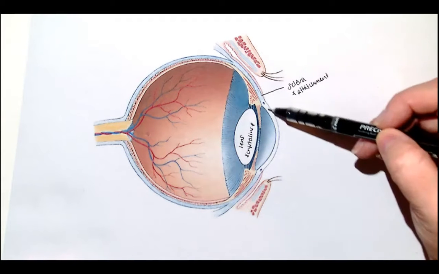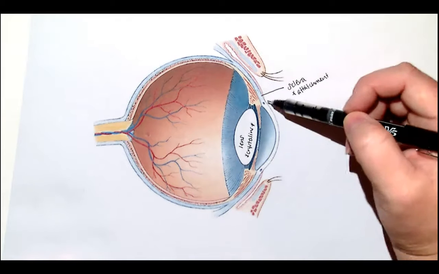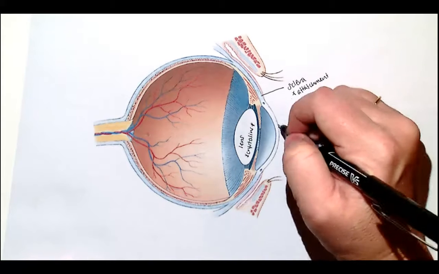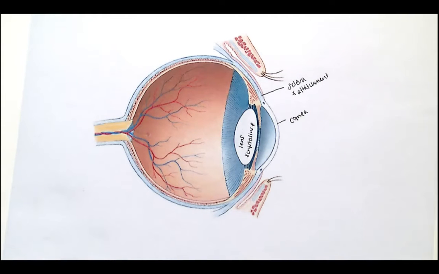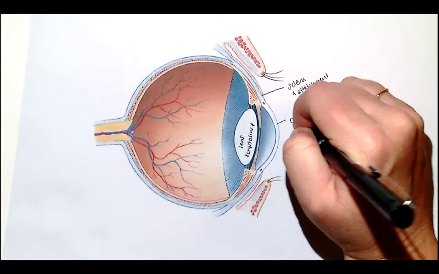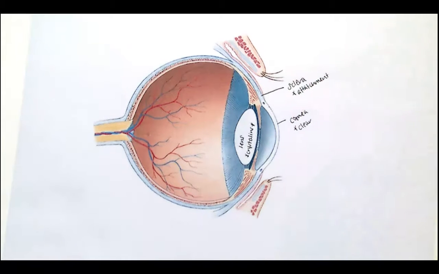Now, in the anterior chamber of the eye up here, the sclera is continuous with this area called the cornea. Now, the sclera and the cornea are connected. It's the same tissue. The big difference, though, is the sclera is opaque. The cornea is clear. You're looking through your cornea right now.